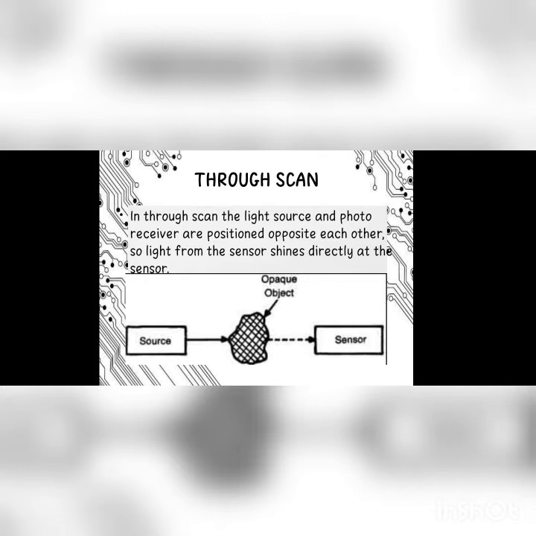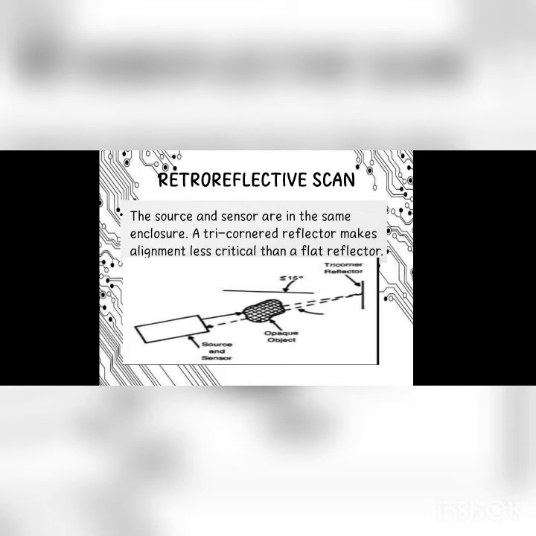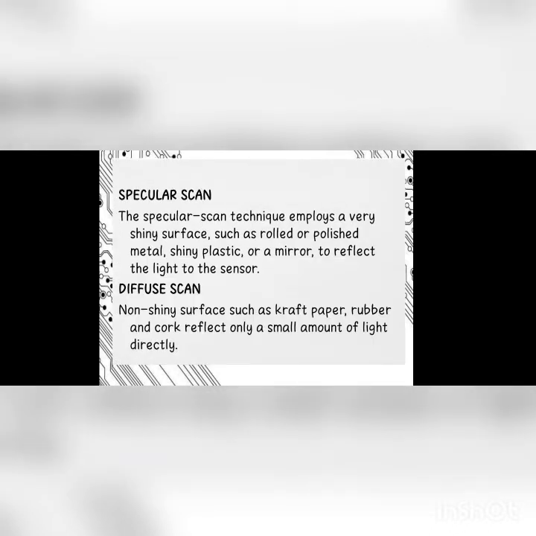Reflective scan. In reflective scan, the light source and the photoreceiver are placed on the same side of the object detected. Retroreflective scan, the source and the sensor are in the same enclosure. A tri-cornered reflector makes alignment less critical than a flat reflector. Specular scan. The specular scan technique employs a very shiny surface such as rolled or polished metal, shiny plastic, or a mirror to reflect the light to the sensors.